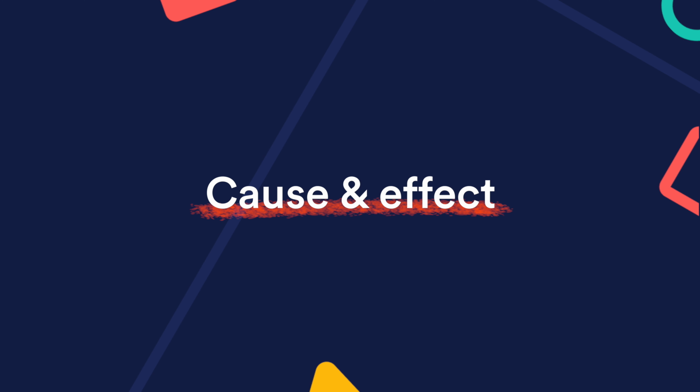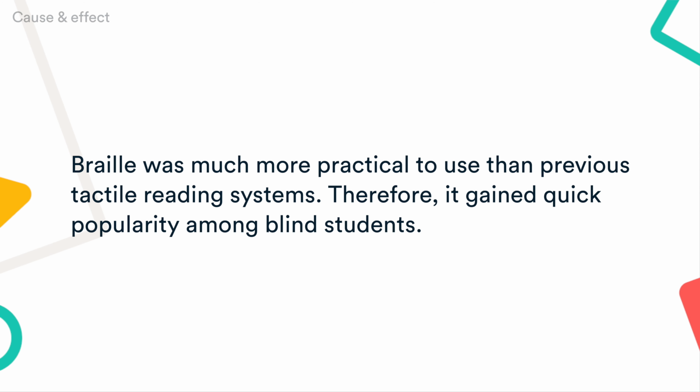Transitions are often used to talk about cause and effect. Here, we're arguing that Braille's popularity was a consequence of its practicality. So we can use a transition like therefore, as a result, or for this reason.